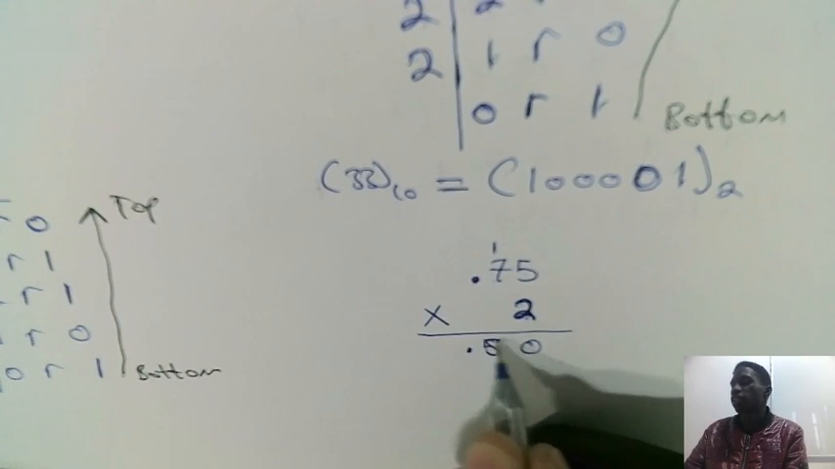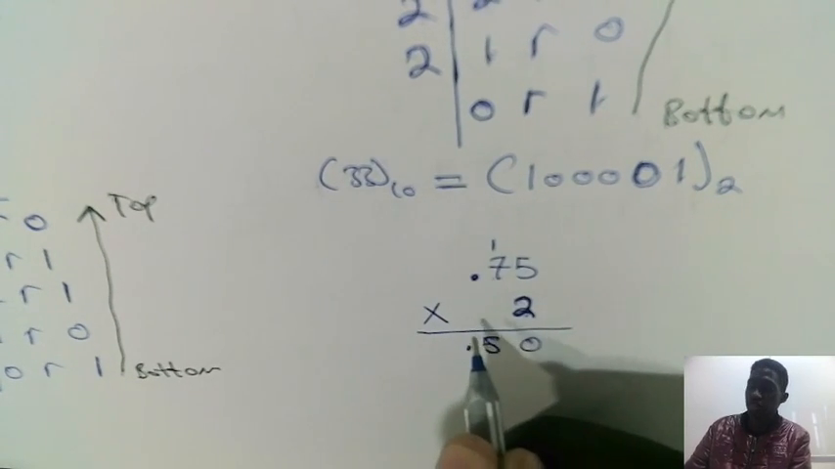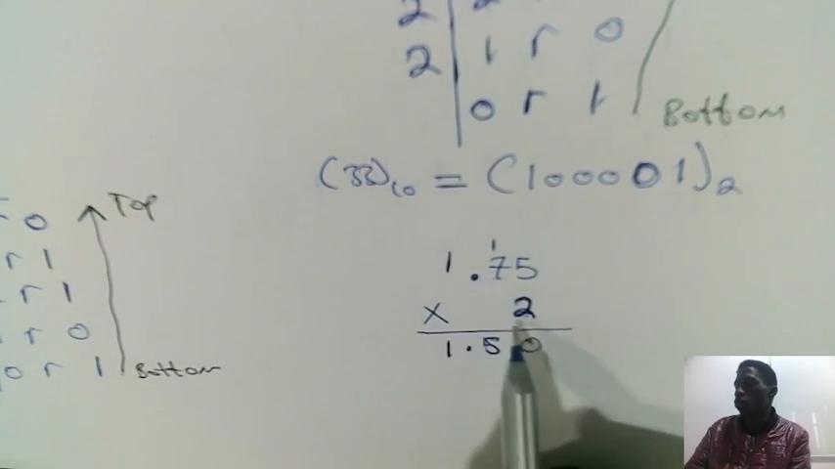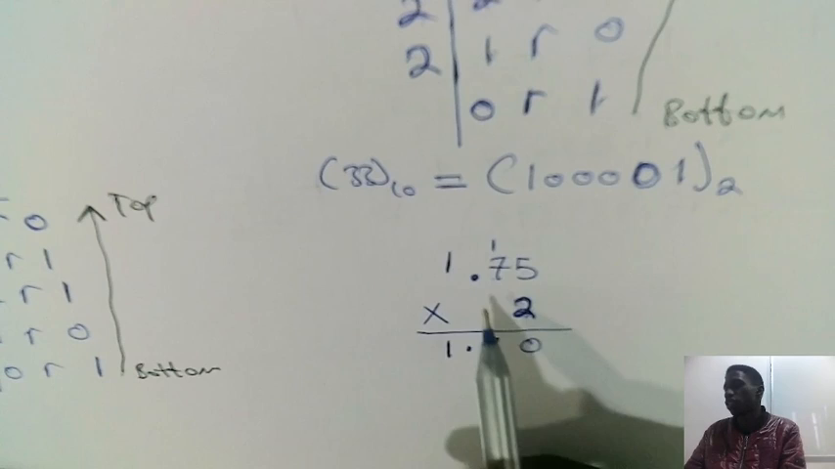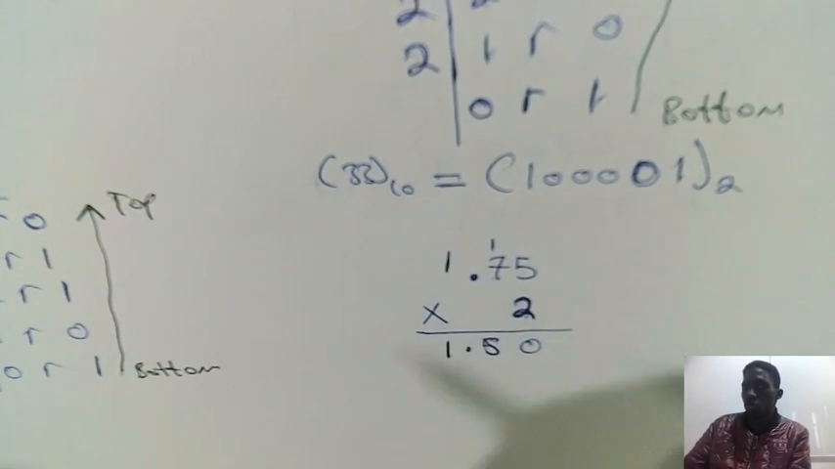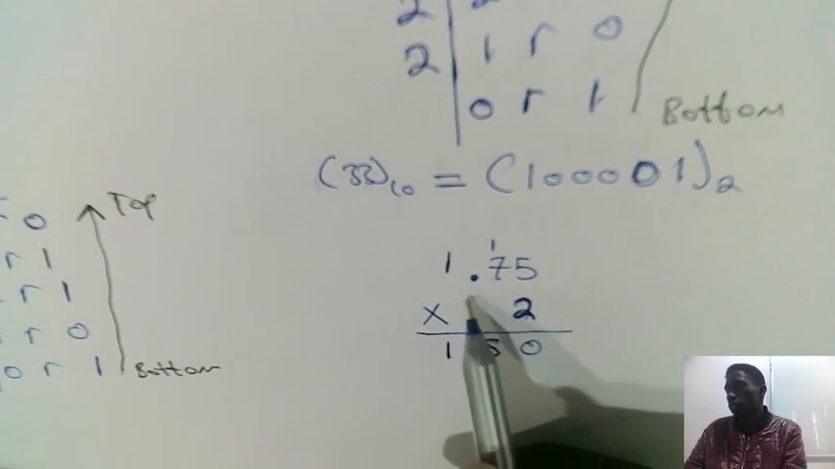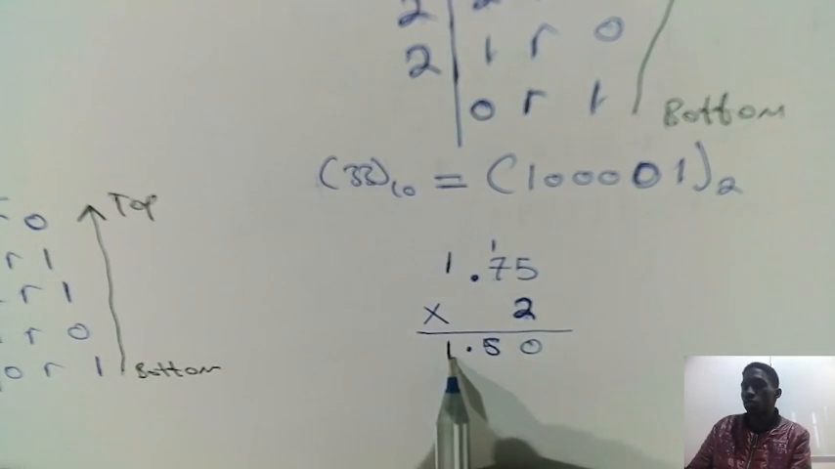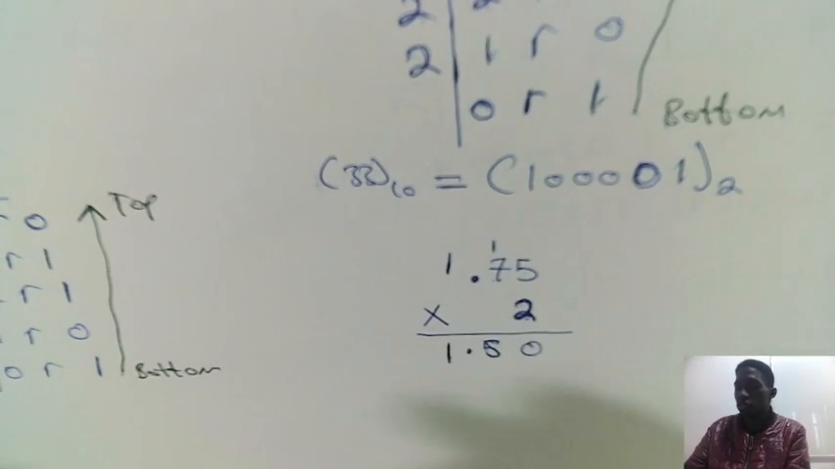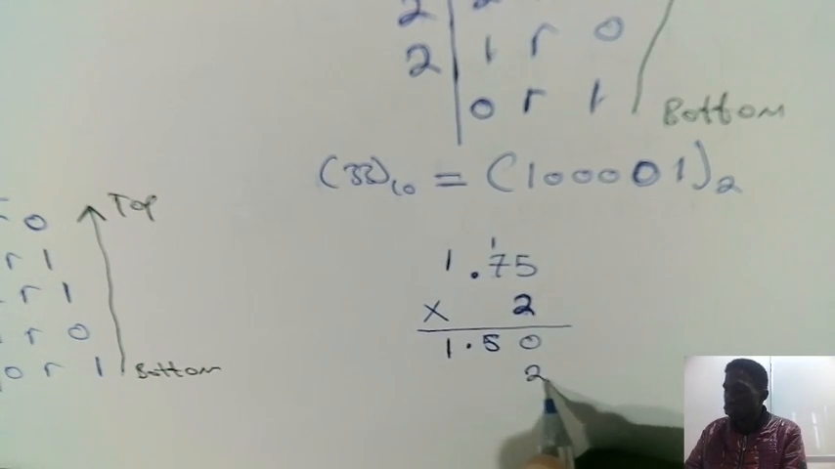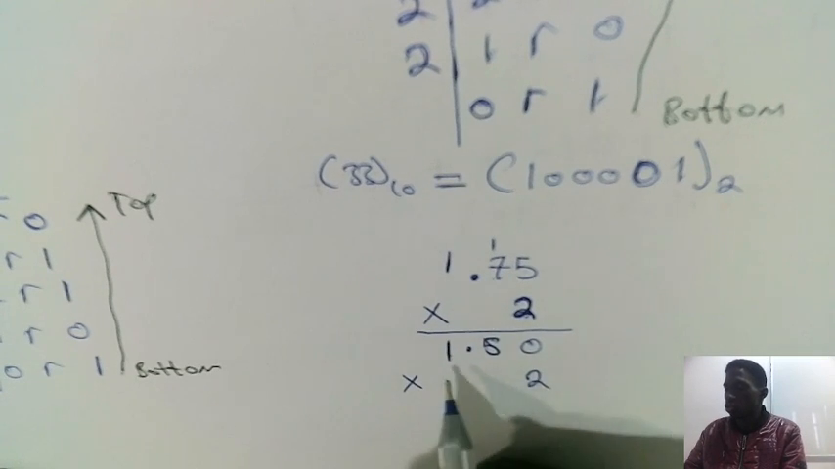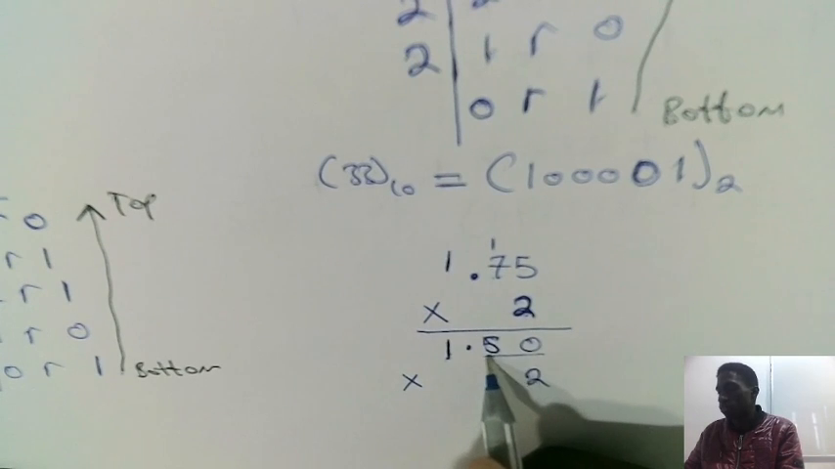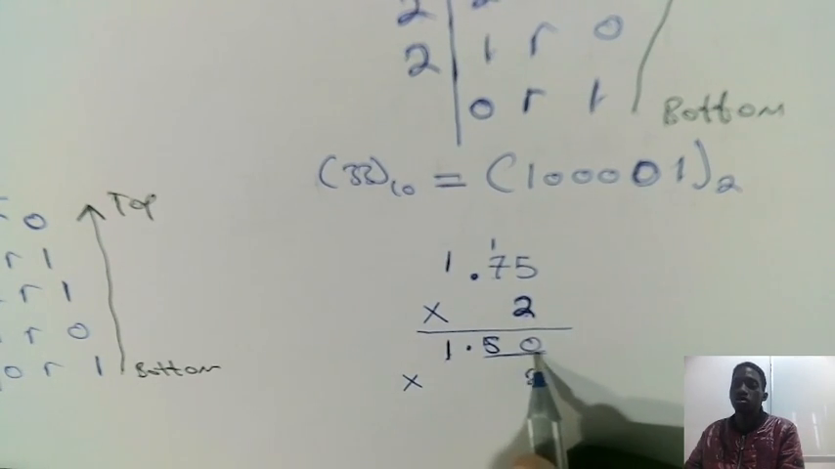We'll write a 5 and carry a 1 over to the whole number side. So that's how I do the multiplication. Whenever you multiply by 2, you are not multiplying the whole number part by 2. You're only multiplying the decimal parts. Only the decimal parts are being used in this multiplication.